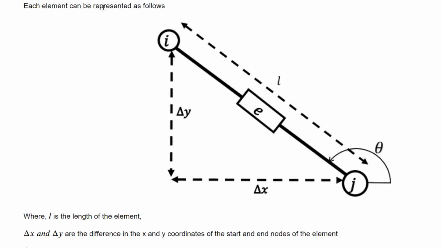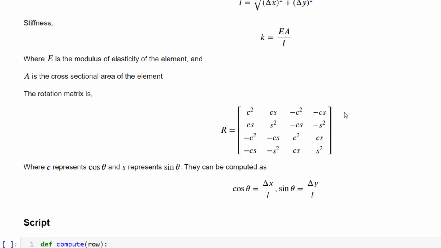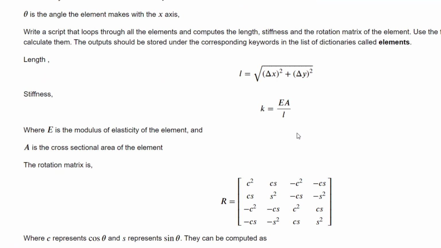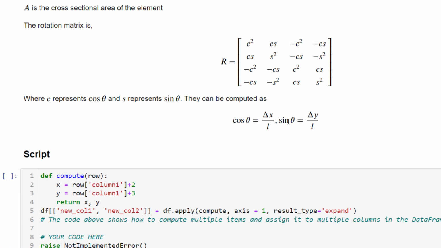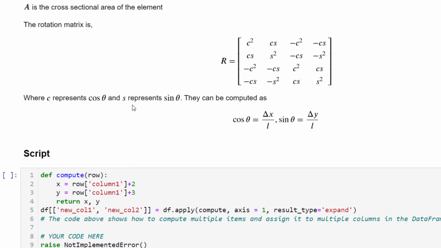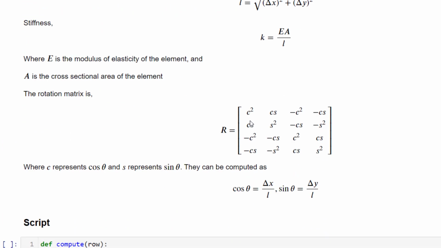Next up, we need to find the length, stiffness, and also the rotation matrix for that particular element. And this will change depending on the angle of the element. So we'll have to find the cosine and sine as well. So let's look at how to do this. In order to find the rotation matrix, you need to calculate the cosine and sine, and you don't have to solve for the angle.